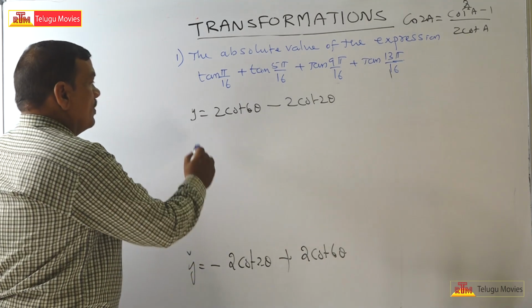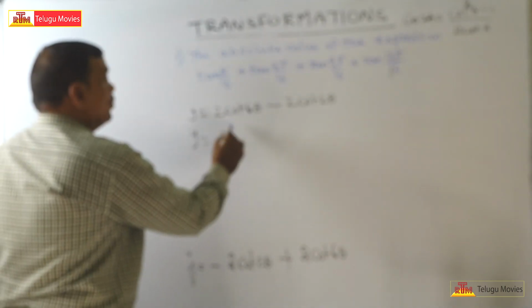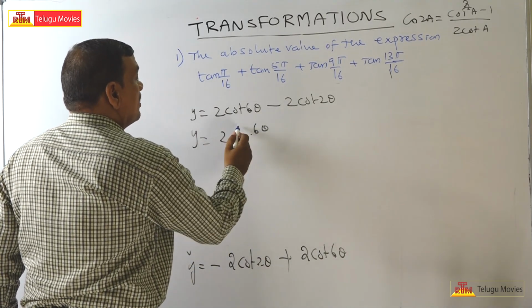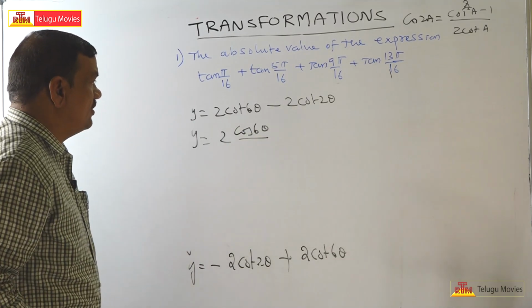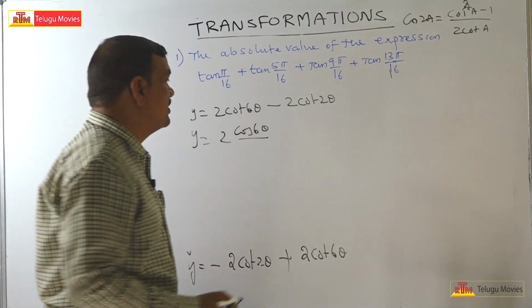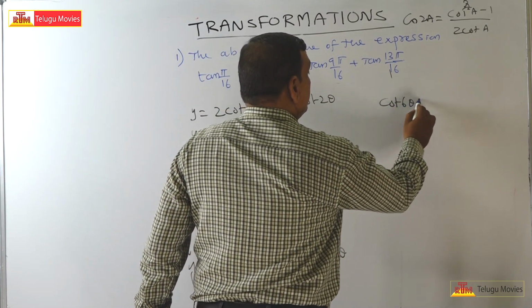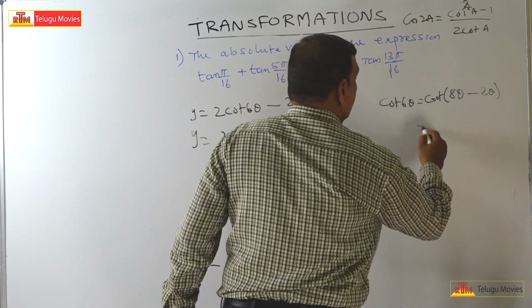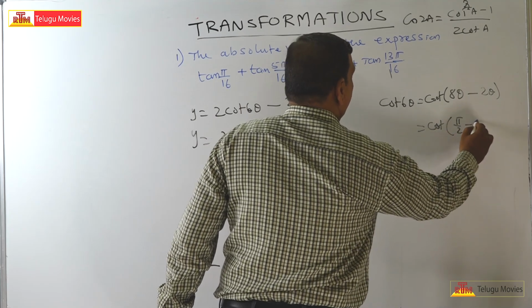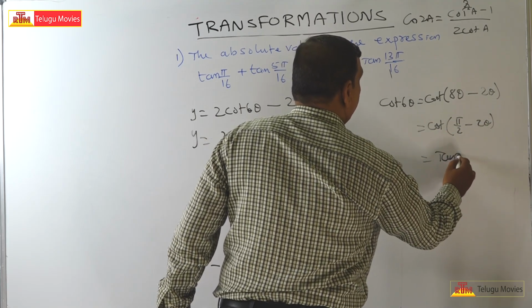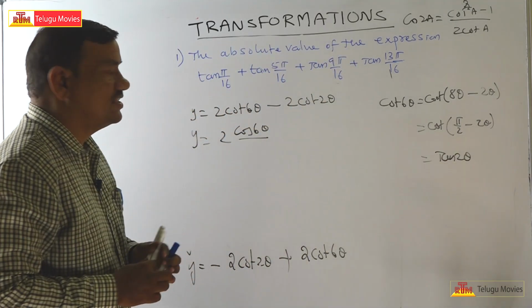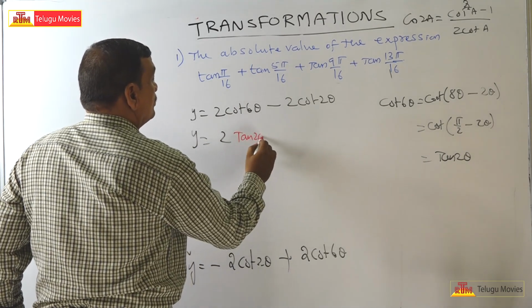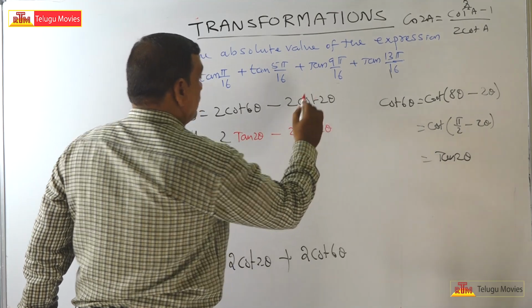Let us continue the problem. So y is equal to 2 times cot 2 theta minus cot 6 theta. Again, cot 6 theta we can reduce like this: cot 6 theta is cot of 8 theta minus 2 theta. 8 theta means pi by 2 minus 2 theta. This is equal to tan 2 theta. So cot 6 theta we can write as tan 2 theta. So y is tan 2 theta minus 2 cot 2 theta.